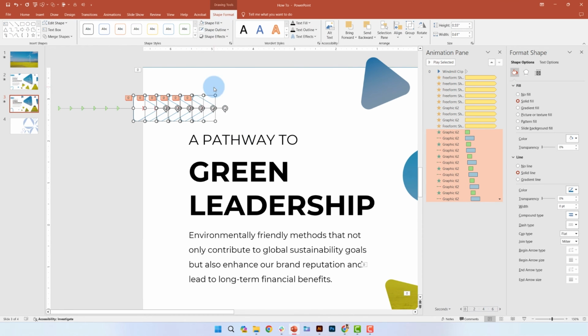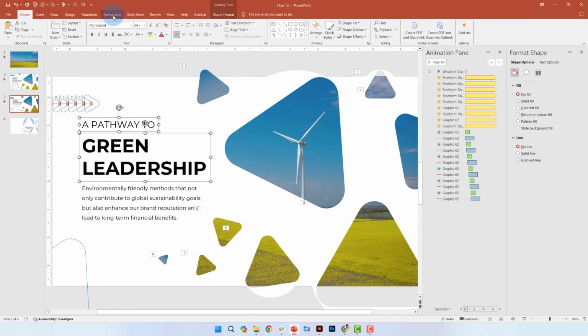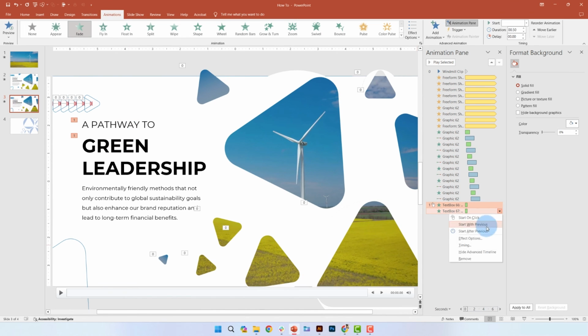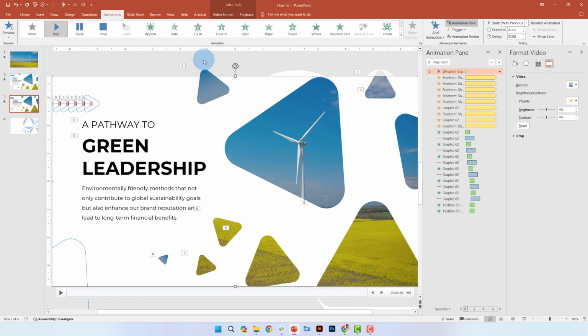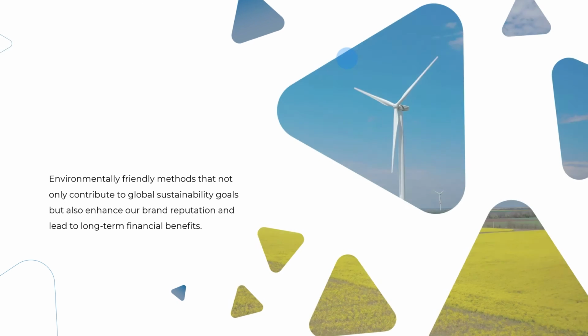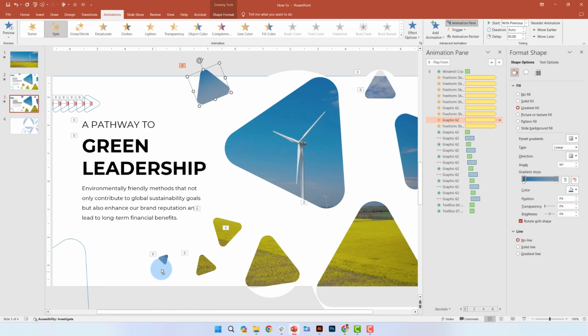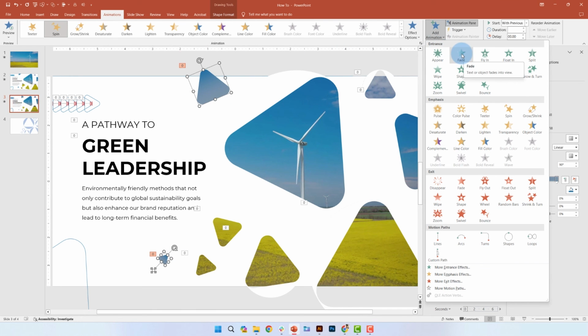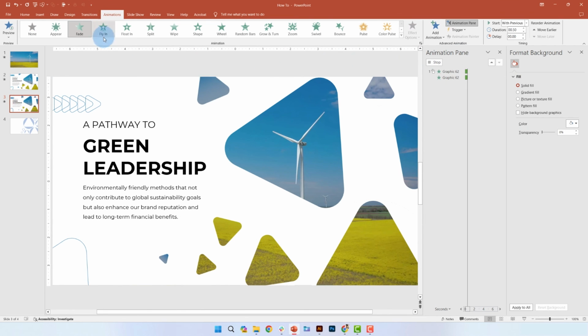For the first 2 text boxes, we're going to add a fade animation and adjust its duration and delay. We're also going to add a fade animation to the video background itself. Make sure to start with previous so that we get this sort of effect. We'll also add the same fade animation to the 2 gradient-filled triangles.